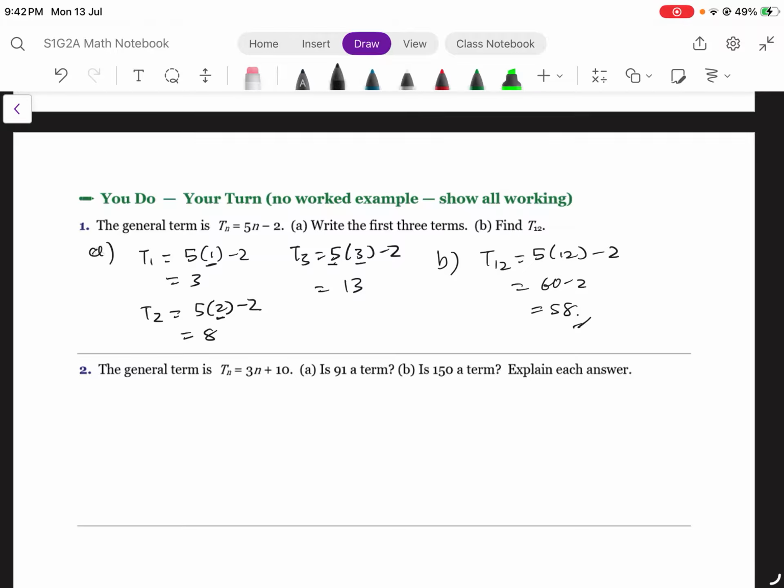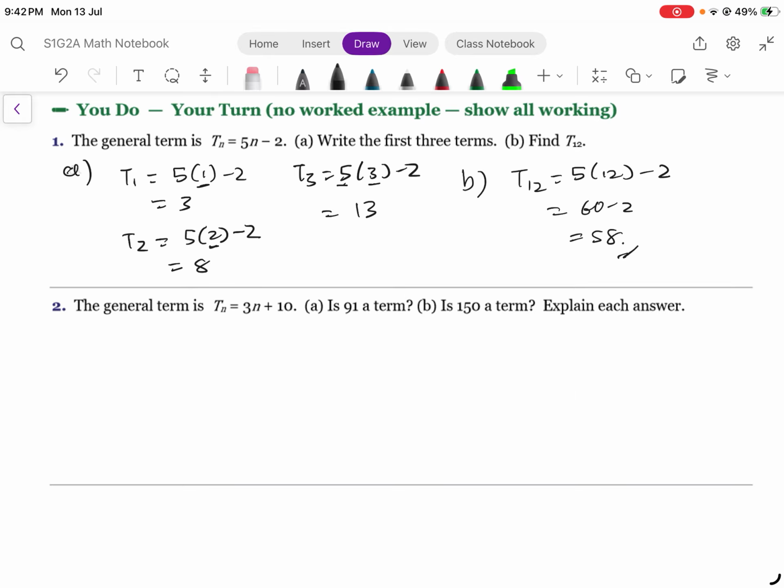Okay, alright. Then next one, A. We want to know, is 91 a term inside this number pattern for 3n plus 10? To know if it's a number pattern, because this is the placing, you realize when you calculate, you will never get a decimal or fraction. It's always a whole number. It must be a whole number.